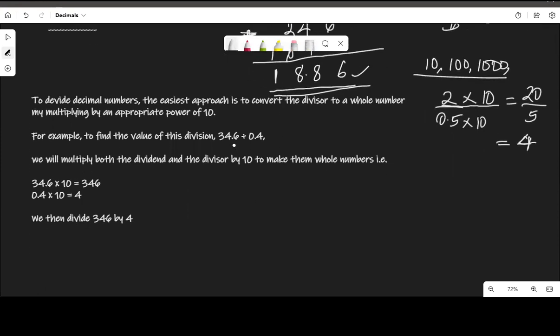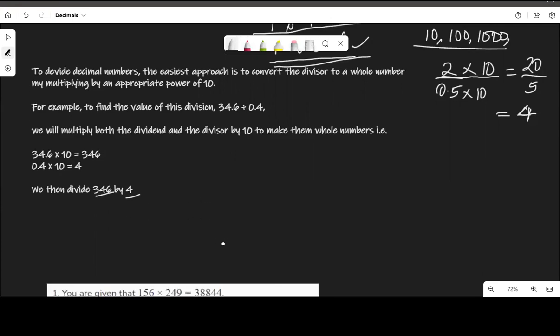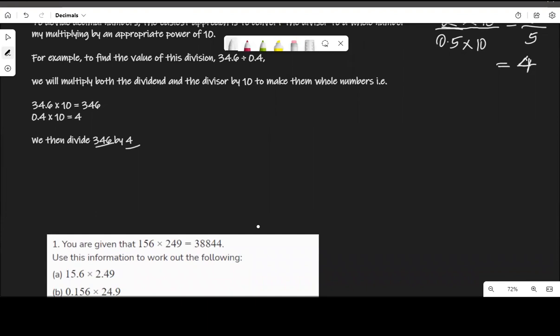I have an example here. It says 34.6 divided by 4. Look at it. We multiply 34.6 by 10 to give us 346. While we are multiplying by 10, we want to get rid of this decimal on the divisor. And whatever we do to the divisor, we must do to the dividend to make the mathematics balance. So by the time we multiply both of them by a power of 10, which is 10 in this case, we arrive at 346 divided by 4. And 346 divided by 4 should give you the answer to this division.